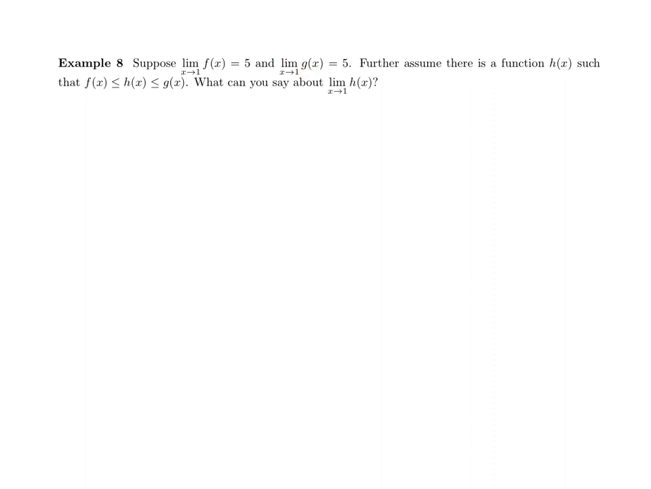So we have these two functions, f of x and g of x. Let's assume there's a third function. Again, I don't know the formula for it, but there's just some other function out there. And let's say you know that the function f of x is less than or equal to the function h of x, and h of x is less than or equal to the function g of x. With this information, can you figure out what the limit as x approaches 1 of h of x is equal to, if you know this one and this one?